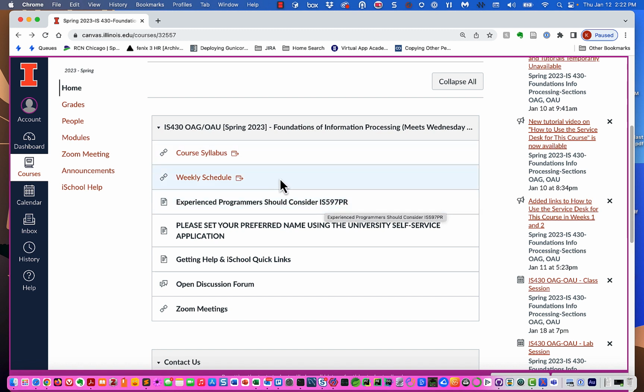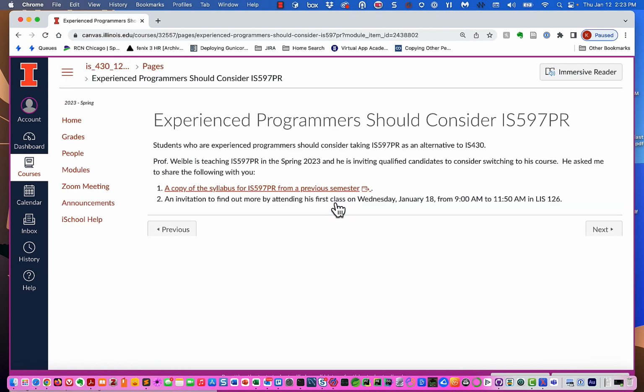And I have put in this first module on your page what they call a page here called Experienced Programmers Should Consider IS430. Okay, and here's the information for your consideration. Students who are experienced programmers should consider taking Professor Weibel's course.